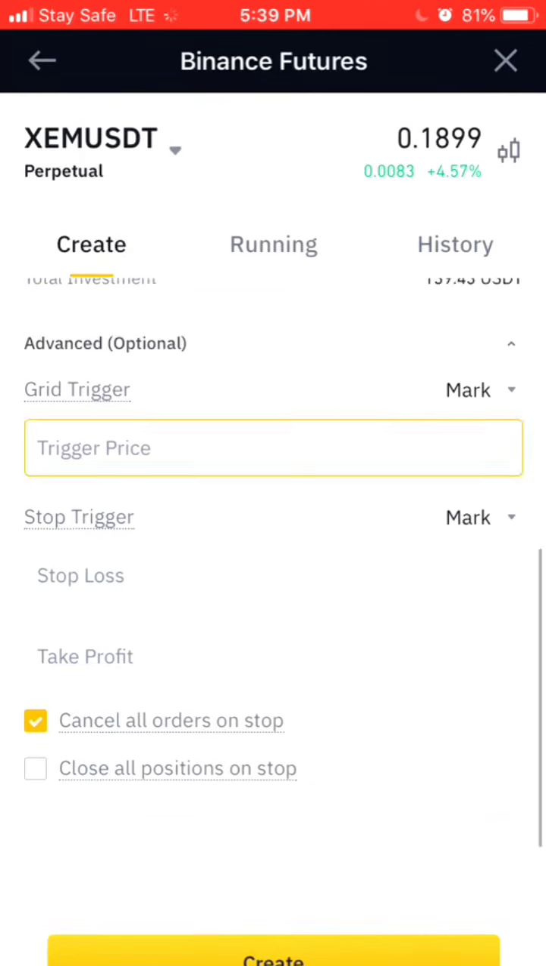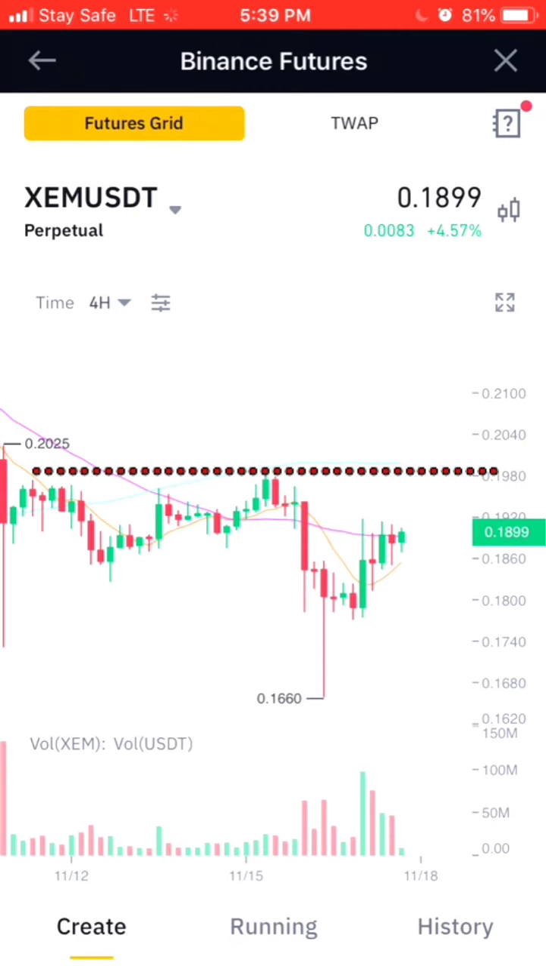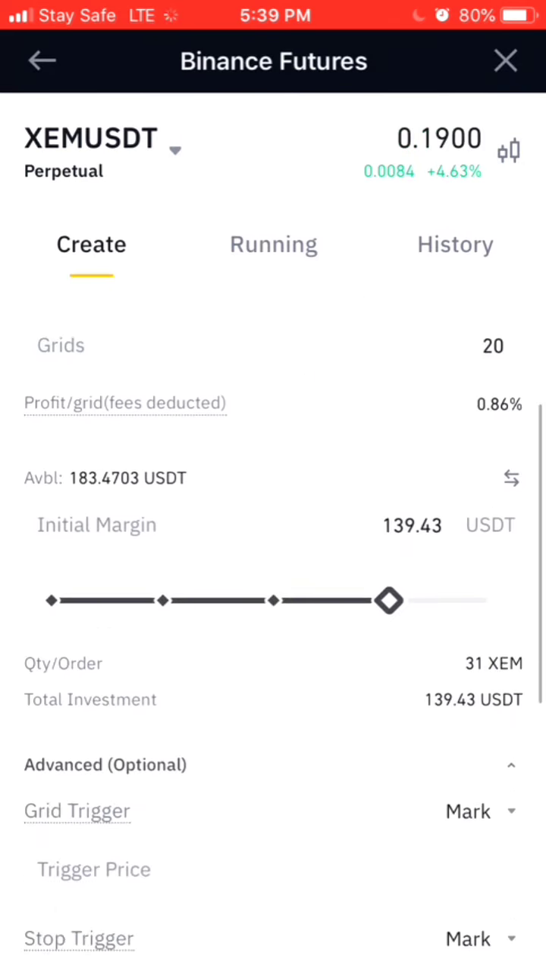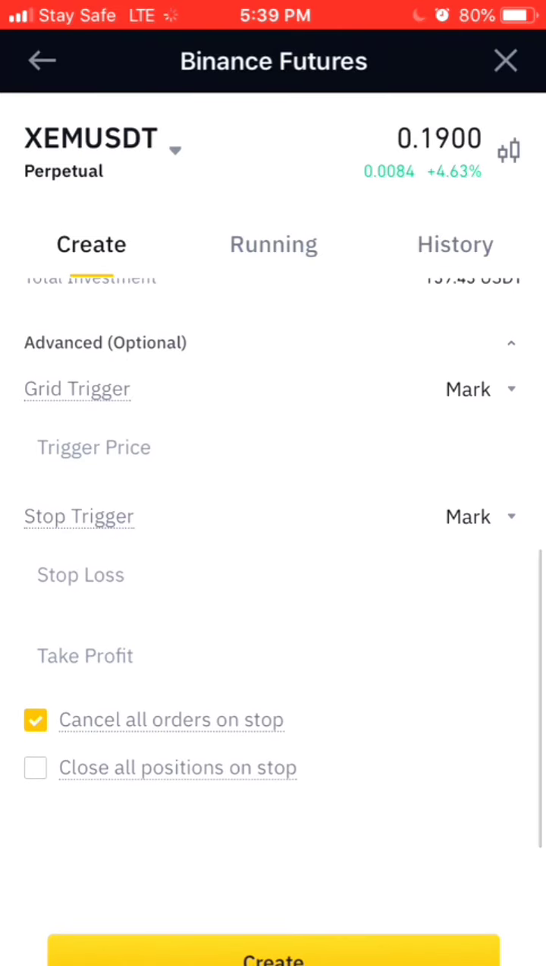So in this case, if you were expecting a breakdown in the market, you could set up your short bot and set your trigger price at a level below the current support, meaning that if the current price were to break that support level, then your short bot would be executed. However, if you wish to execute your bot at the current price, then the trigger price isn't needed.